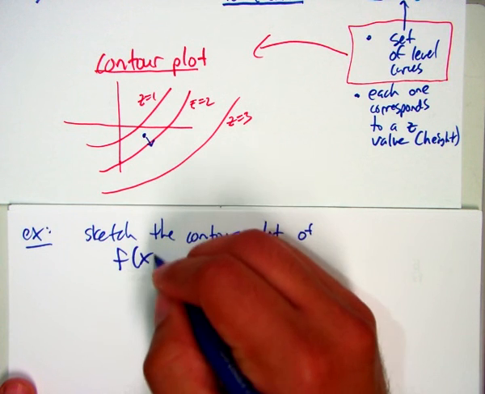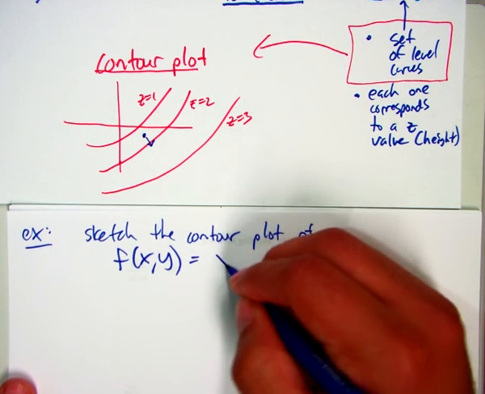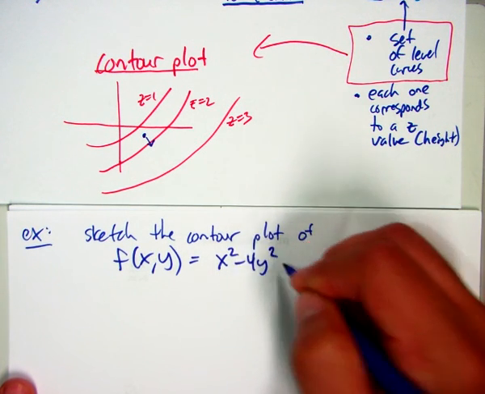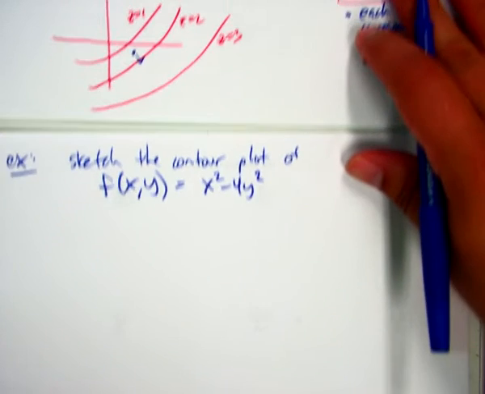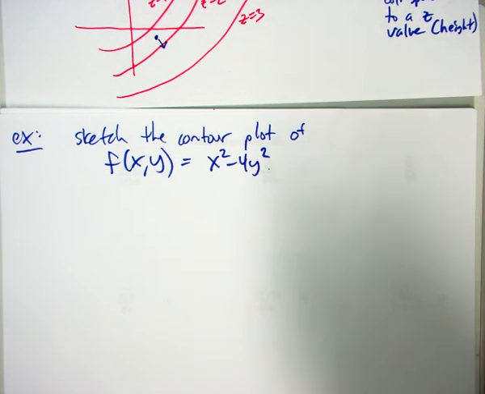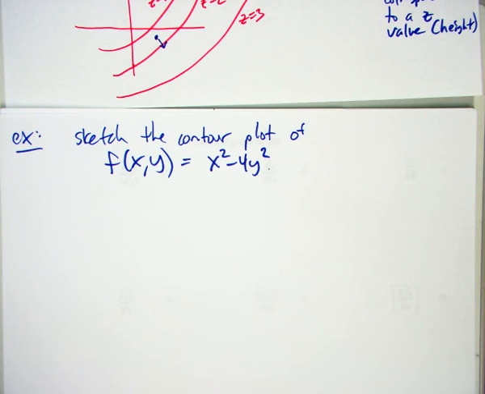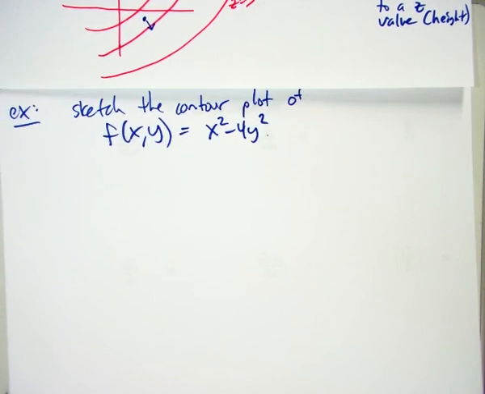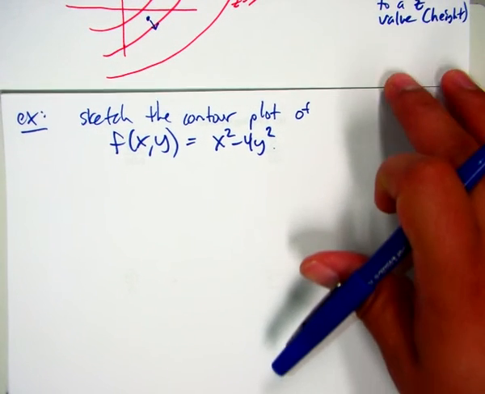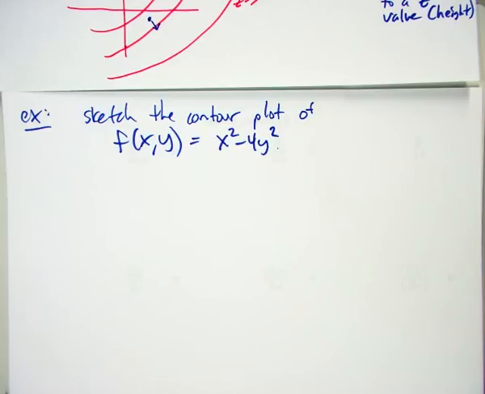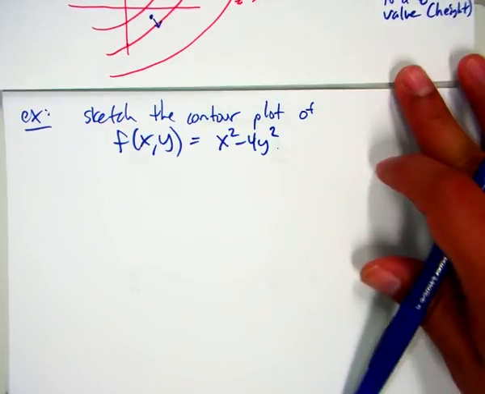So let's say f of x, y equals x squared minus 4y squared. Okay, so take a couple minutes, pick some nice values, and see if you can get a decent sketch for a contour plot. And then I'll show you what I have.